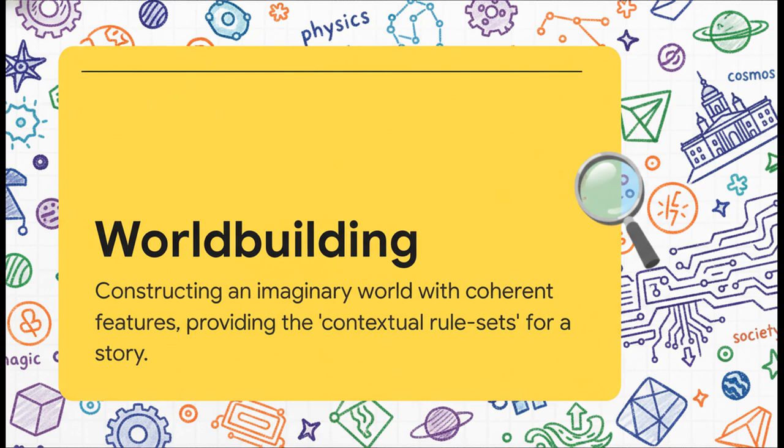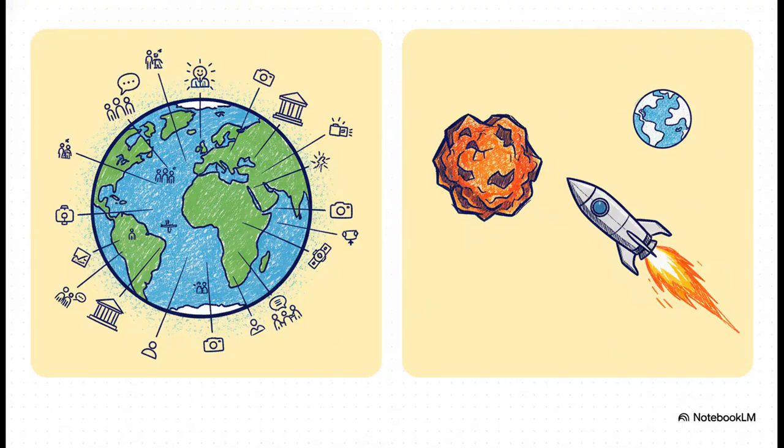So here's a more formal way to put it. World building is all about creating a coherent world. And I absolutely love this phrase from the source material, contextual rule sets. You can think of it like the operating system for the entire story. It's the physics, the magic, the social structures. It's the fundamental logic that makes that world tick. This slide gives us a perfect way to see the difference between the world and the plot.